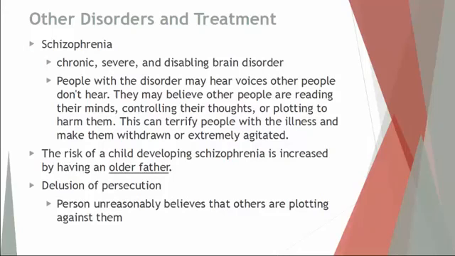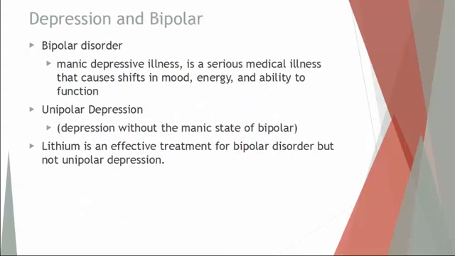And one of the risk factors for developing schizophrenia is having a father who is older. So the older that you are whenever you have children, male or female, leads to a higher rate of birth defects or mental disorders. There's not a guarantee that you'll get them, but it doesn't help either. And the last bullet point here, delusion of persecution. They unreasonably think that everyone is out to get them, which just leads to their paranoia and leads to their agitation. Okay, next we'll go into depression and bipolar disorders.